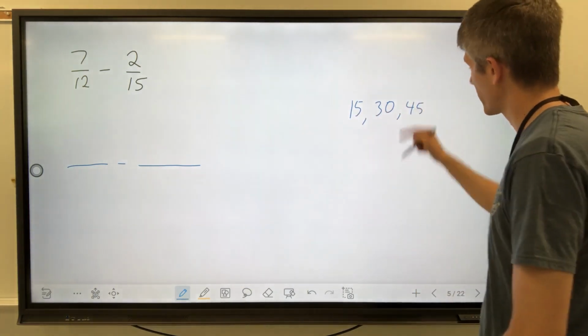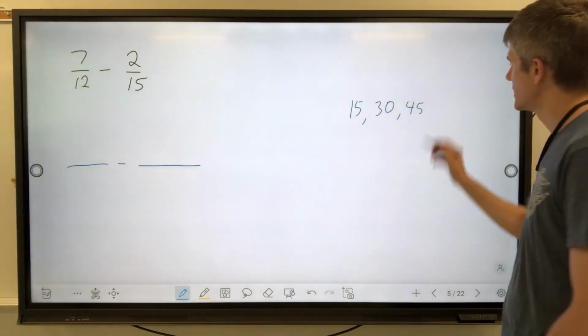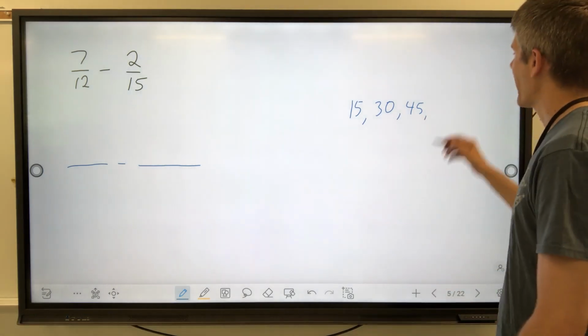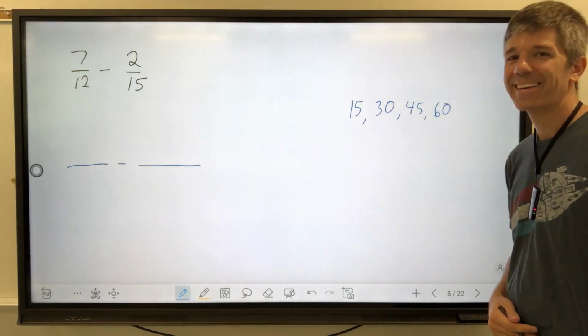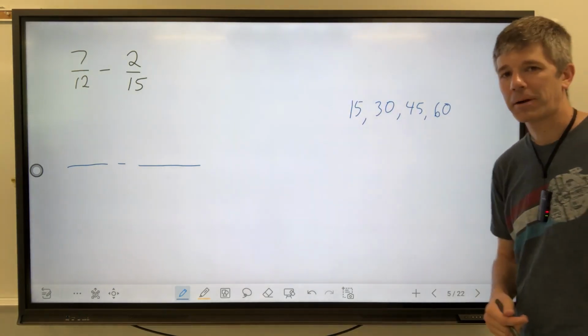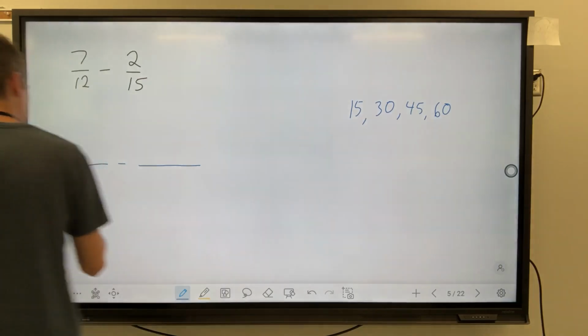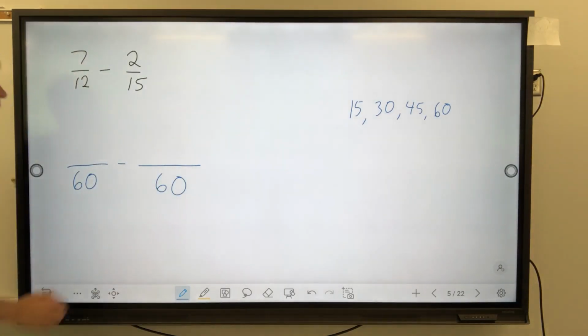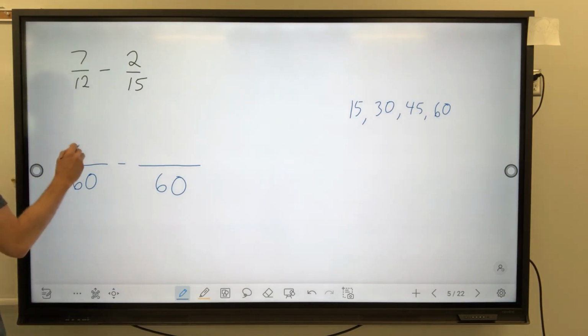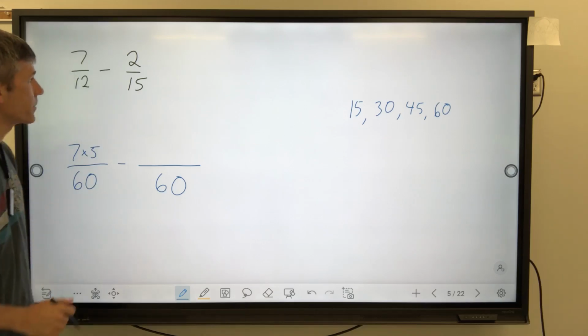Does 12 go into 45? Nah. We're going to be here all day. Add another 15. Does 12 go into 60? Yeah. There's your least common denominator. 60. Change both denominators into a 60. Okay, so 12 times what is 60? 5. So you need 7 times 5. Yes, it's 35. Skip this step if you like.